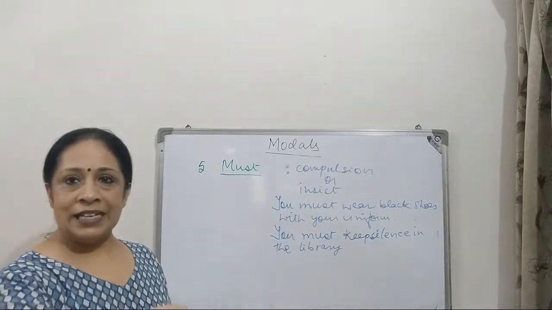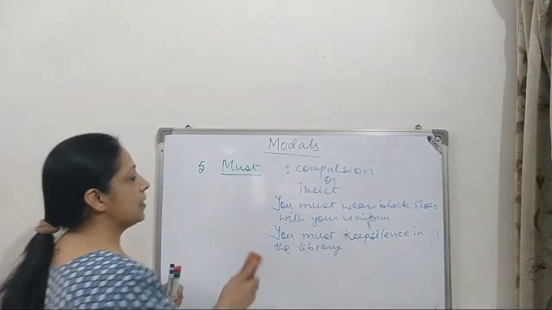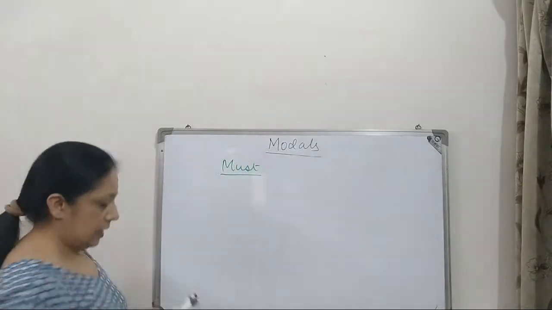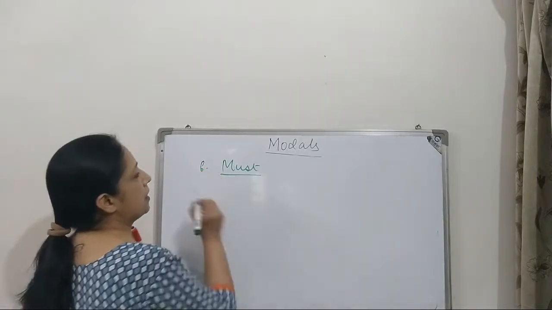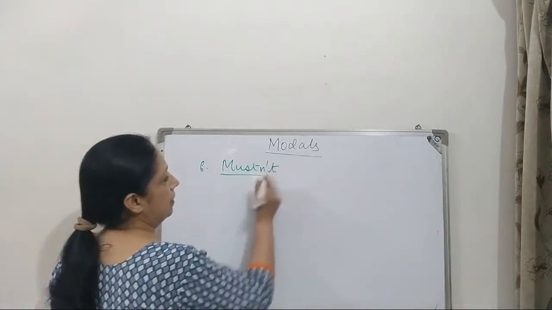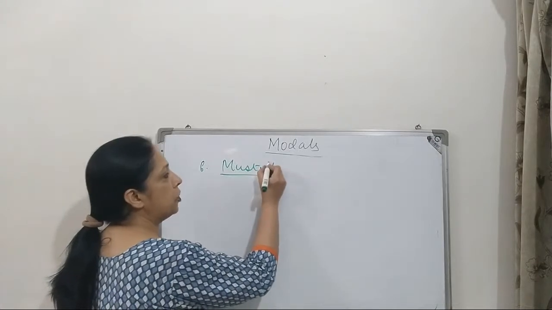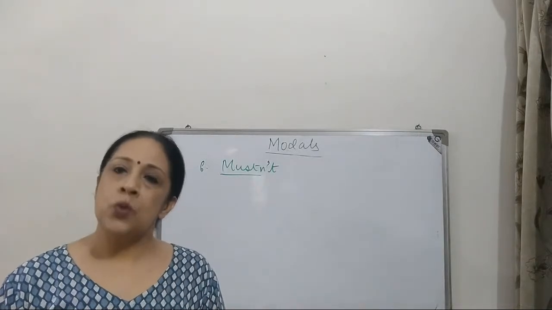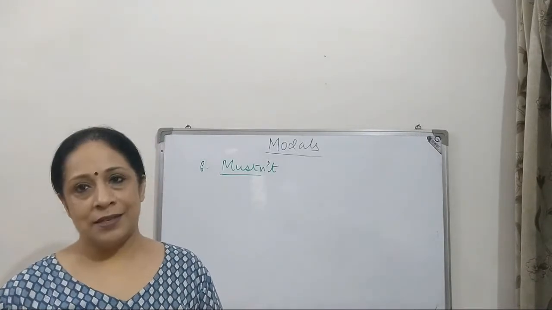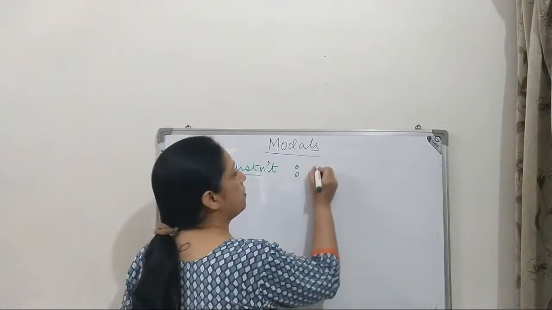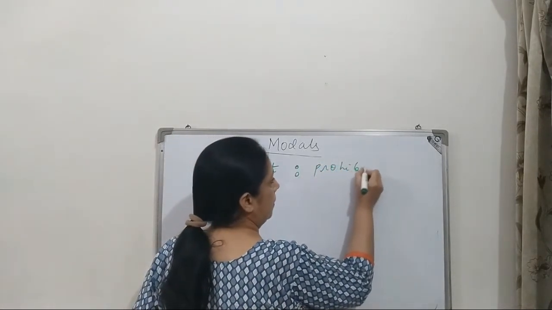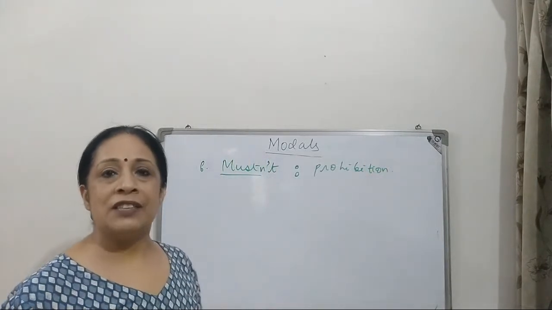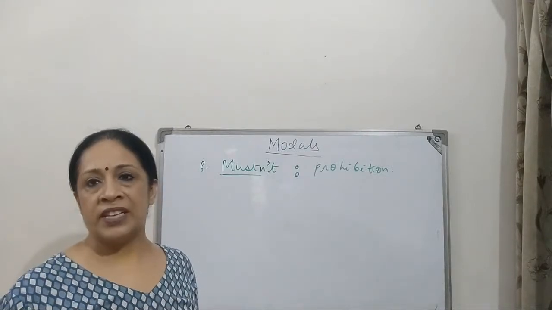Now let us do the negative of this, that is mustn't. Alright, so what is mustn't? Number 6 is mustn't. This is must not. We put this apostrophe in place of O so that we don't have to say must not. We pronounce it mustn't. Alright, and this is for prohibition. Prohibition is when you have to stop someone from doing something.